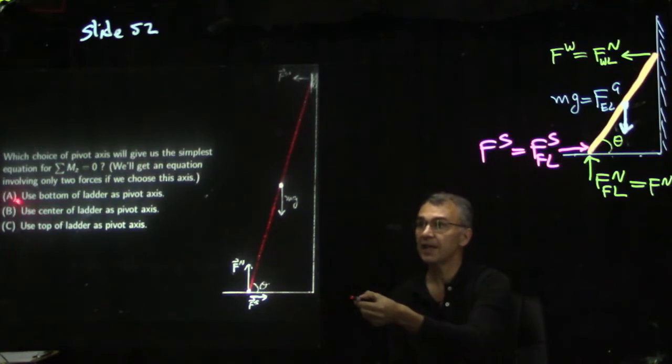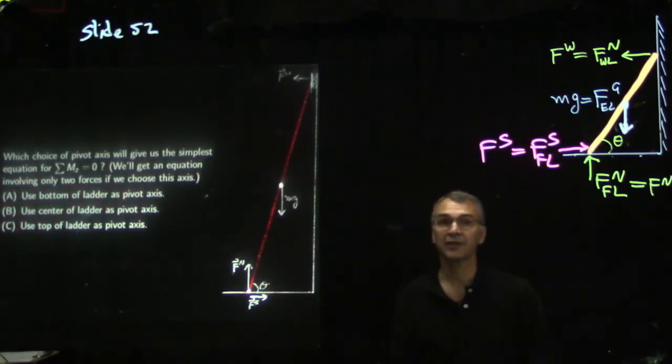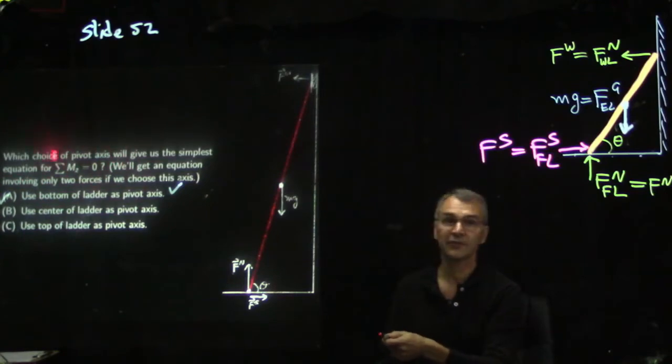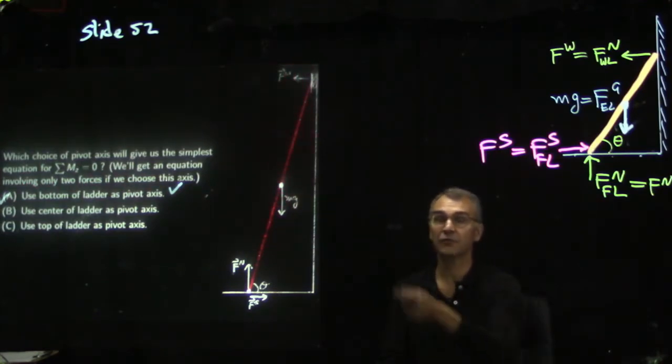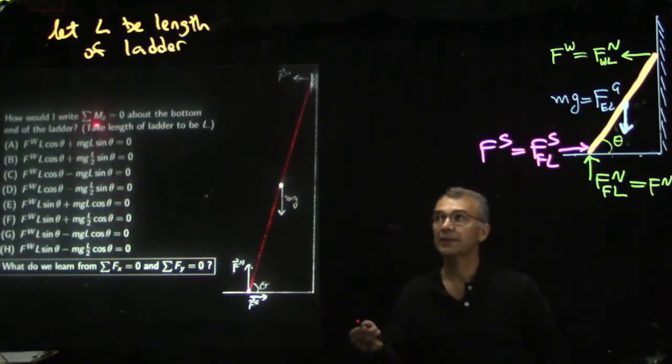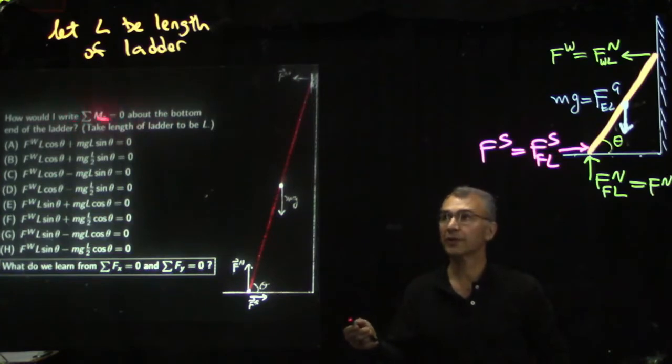So I think if we use the bottom of the ladder as the pivot axis, that will simplify our torque equation, also known as our moment equation, because the equation we write down will involve one given force and one unknown force. So it will let us immediately solve for that one unknown force without any other equations yet. Let's let L be the length of the ladder. How do I write down the torque equation about the bottom end of the ladder?